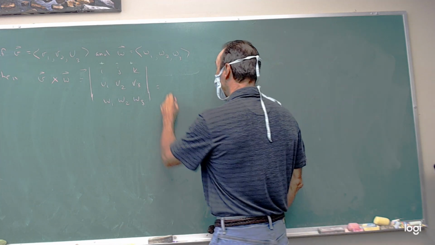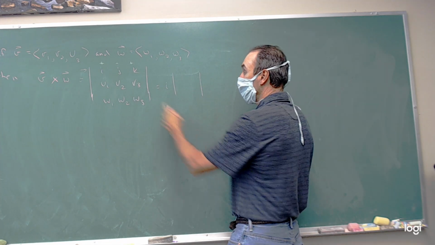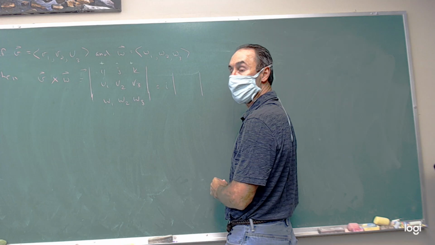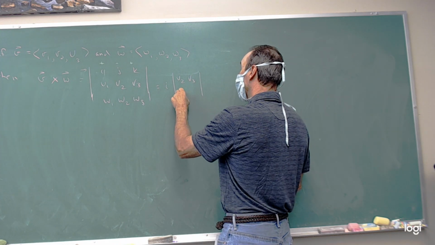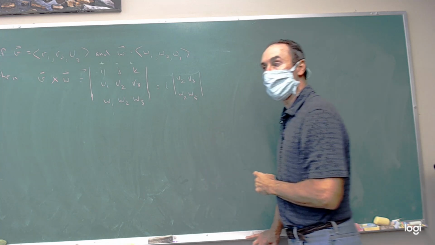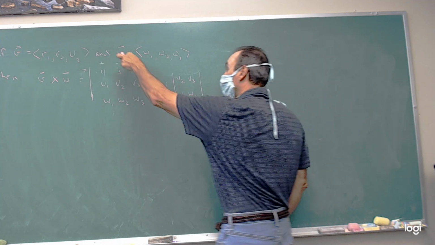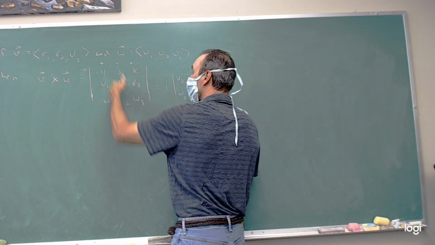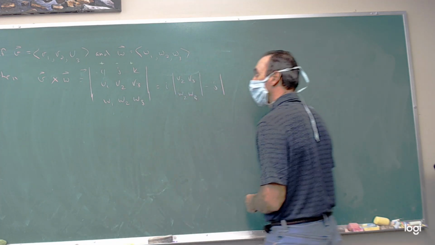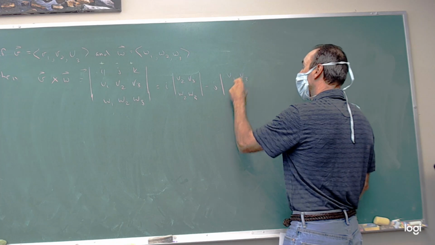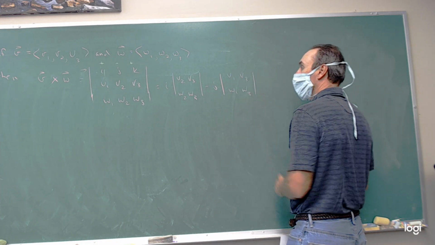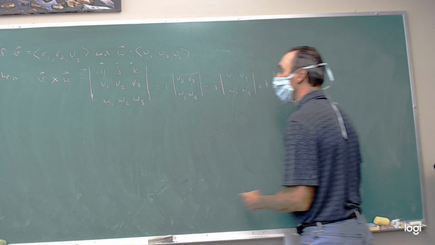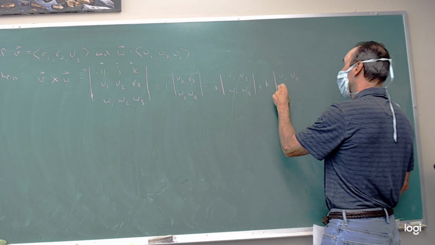So what you get is i times its minor, which, when you delete the row and the column that i sits in, is v2, v3, w2, w3. Then expanding along that row, we get a minus from the sign pattern, j. So it's always going to be a minus j, and then you delete the row and the column that j sits in, and that minor is v1, v3, w1, w3. And then you get a plus k, and you delete the row and the column it's in, and you get v1, v2, w1, w2.